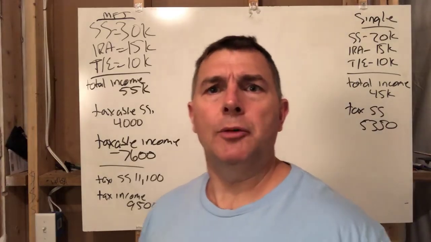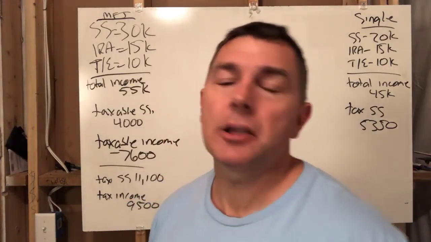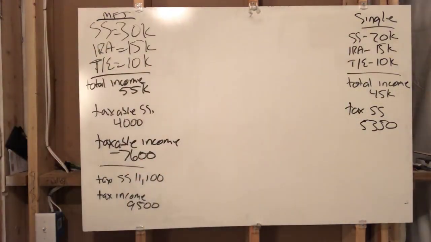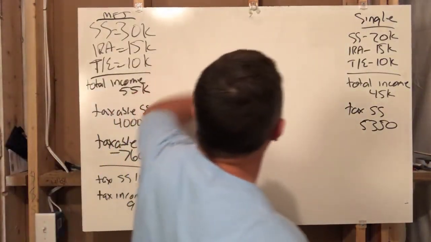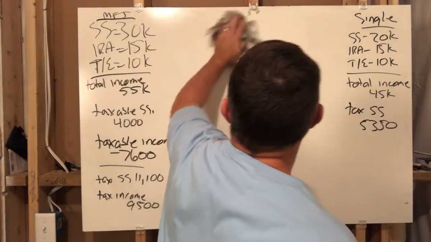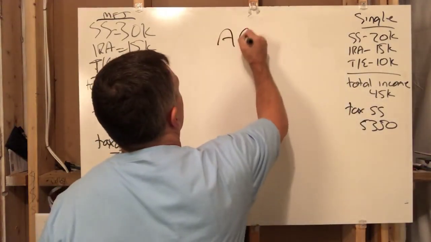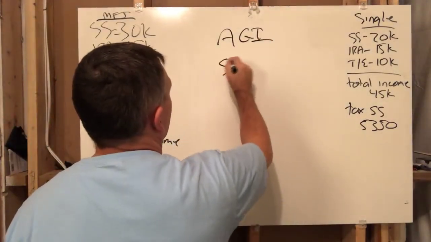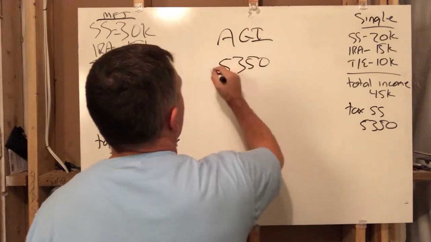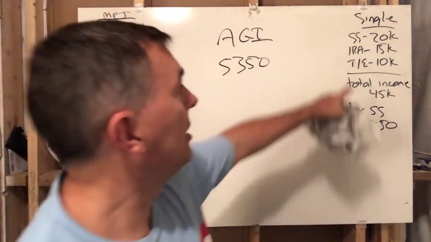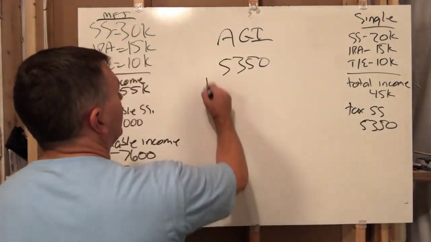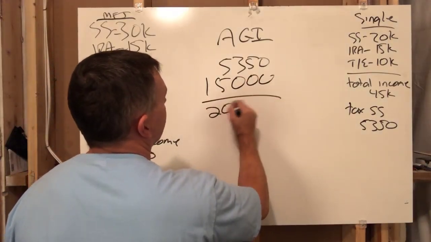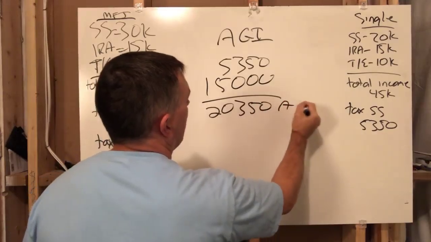Oh, but I don't need to worry about the widow's tax. Yes, you do. And that could be a man talking like that, by the way. All right, so now we got to figure out what our AGI is, adjusted gross income. So now what we do is we take our taxable Social Security, 5,350, and we add to that our IRA distributions, 15,000. We add them up. That's $20,350, our AGI.